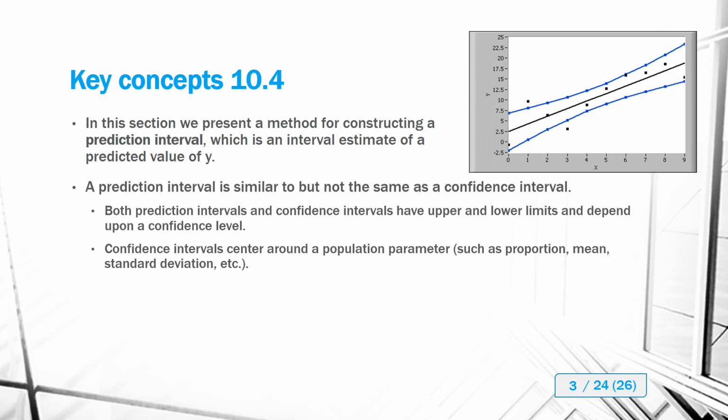However, confidence intervals center around a population parameter, such as the proportion, the mean, standard deviation, whereas a prediction interval centers around a single data point in the population. So whereas we're looking at some sort of parameter that describes the population as a whole when we make a confidence interval, with a prediction interval, we're looking at an individual member of the population.